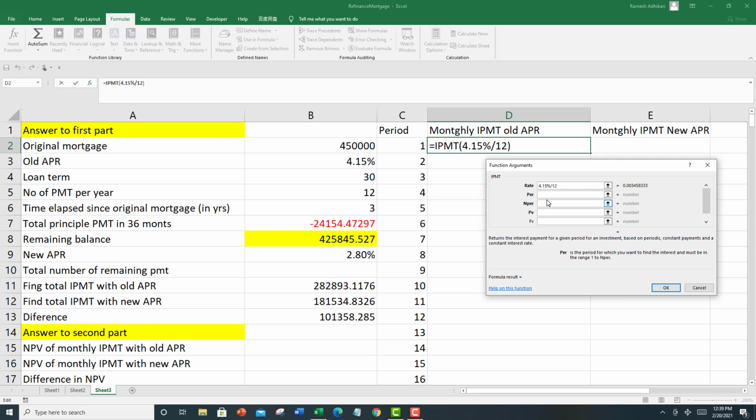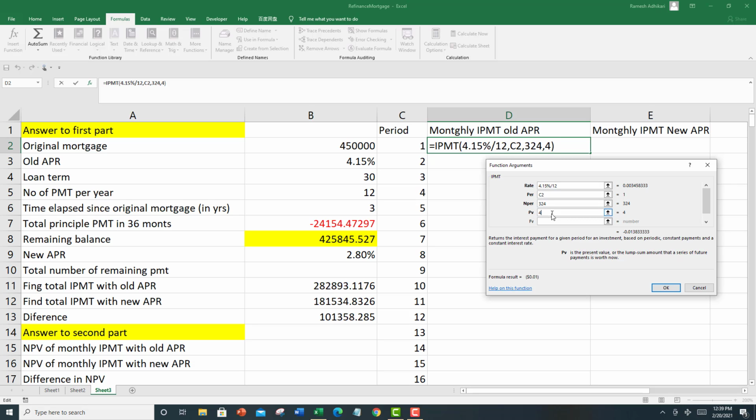And then period, and that should be C1, and we want to compute interest payment for all the periods. So I don't want to put that number. I want to link that to the cell. Okay, number of periods, as you know, this is 27 years times 12, which is 324. You can simply do that. And then the present value. Present value is the loan amount, which means the remaining balance.